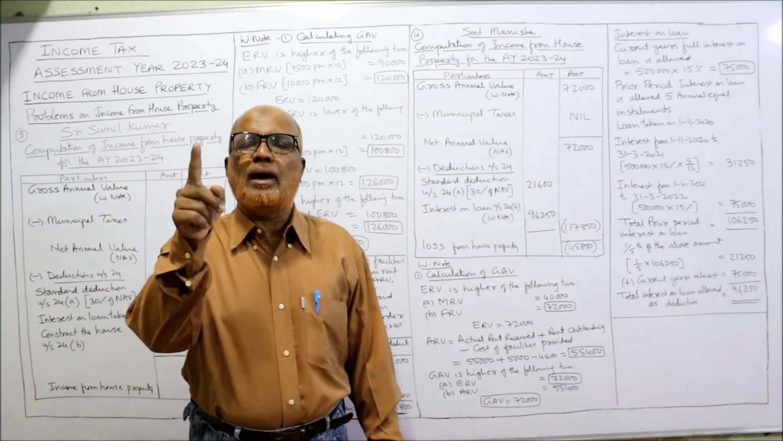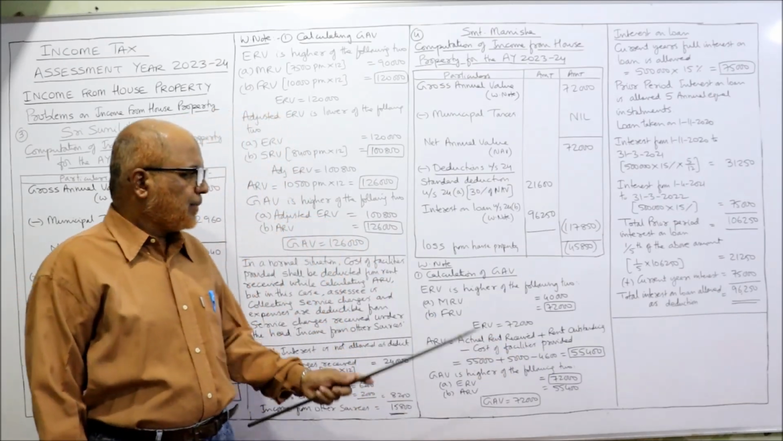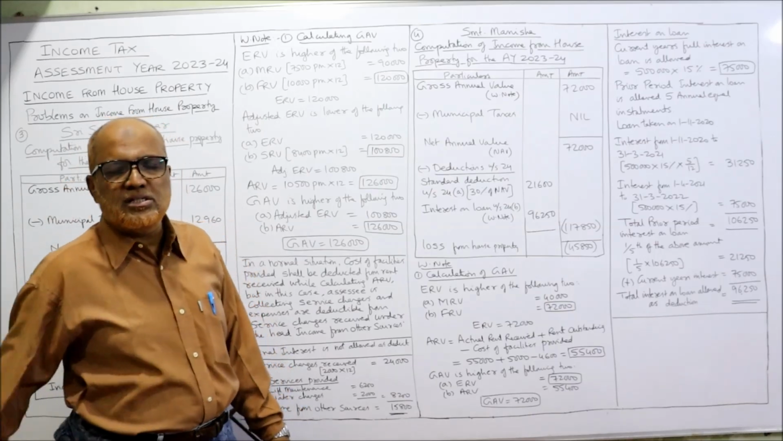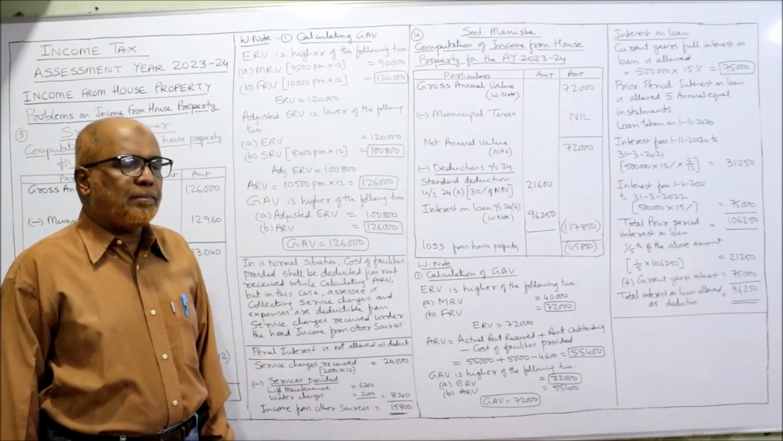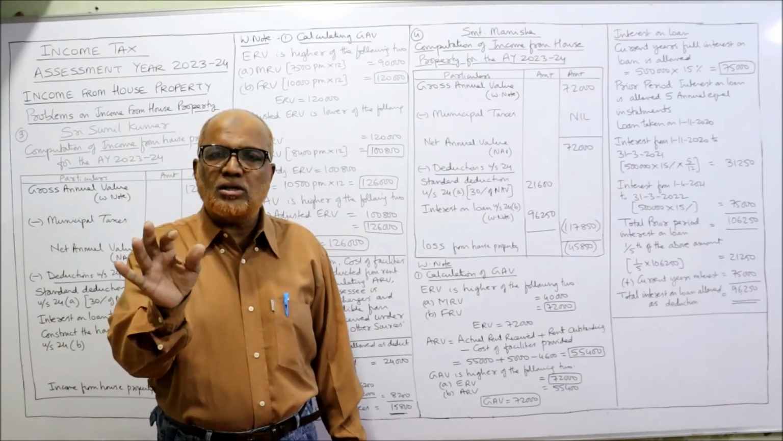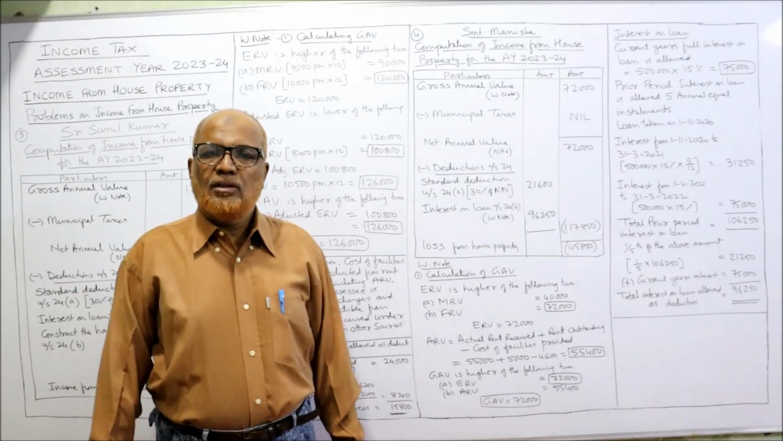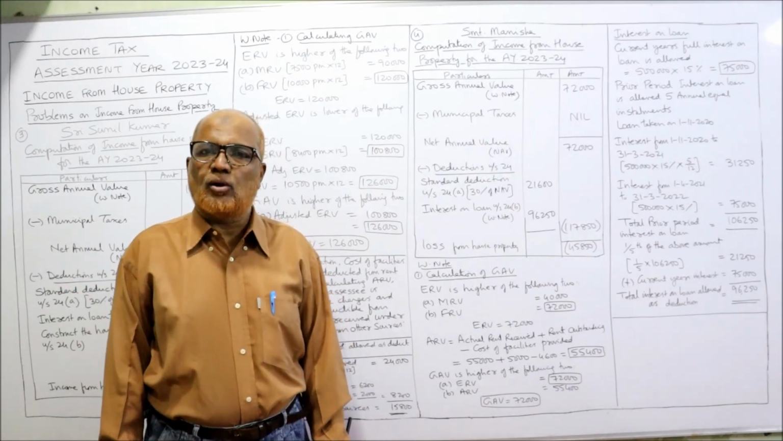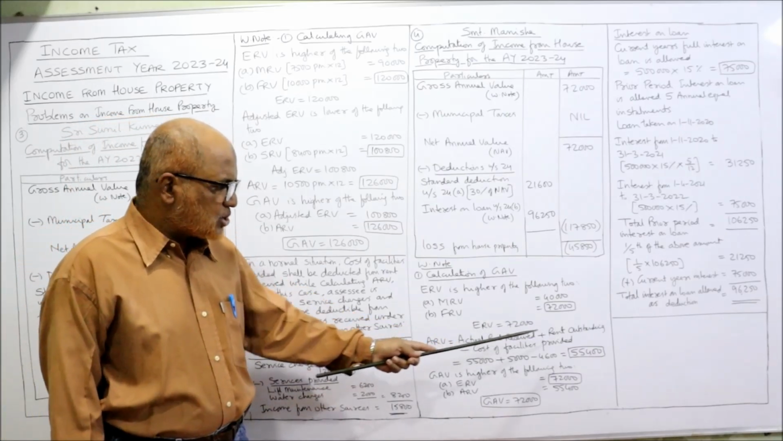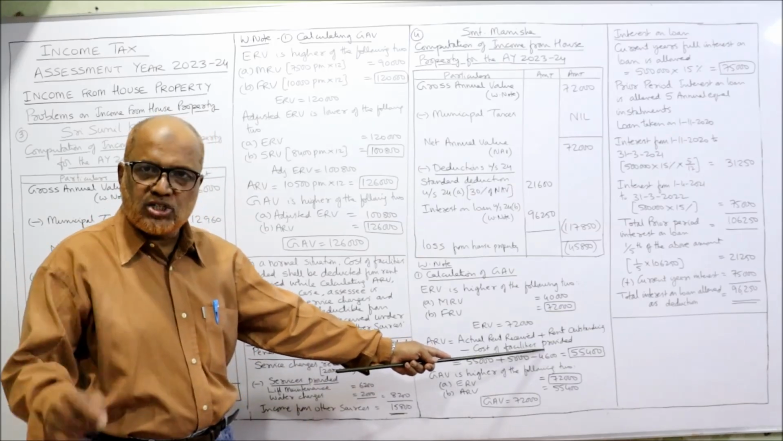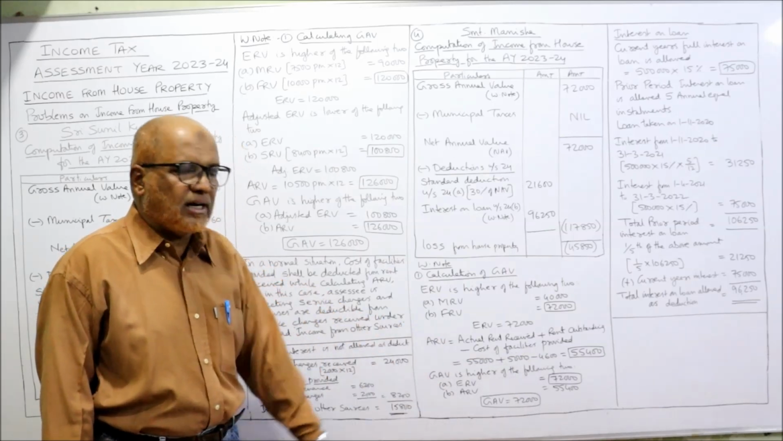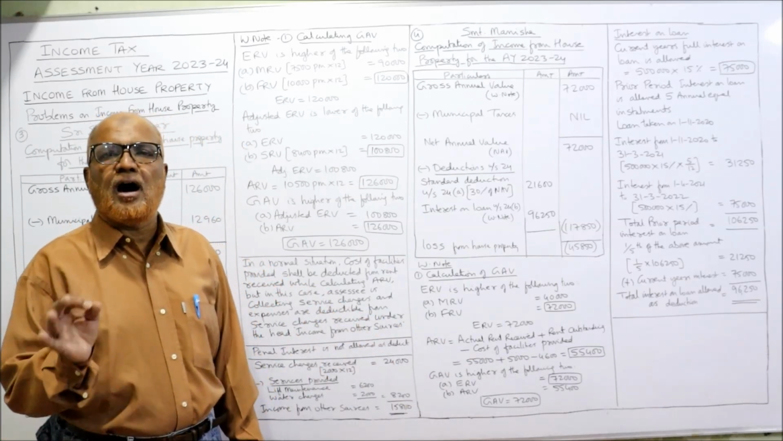ERV is the higher of the following two: MRV and FRV. We have calculated MRV 40,000, FRV 72,000. Whichever is higher, 72,000 is the ERV. Second step: we are not calculating adjusted ERV because SRV is not given, and the house is not governed by the Rent Control Act. Now, ARV is actual rent received plus rent outstanding minus cost of facility provided. Just now I told you 55,000 plus 5,000 minus 4,600, so 55,400 is the ARV.